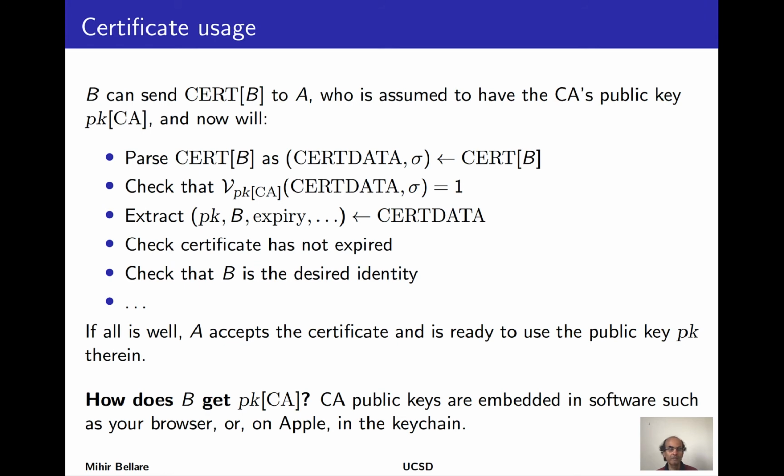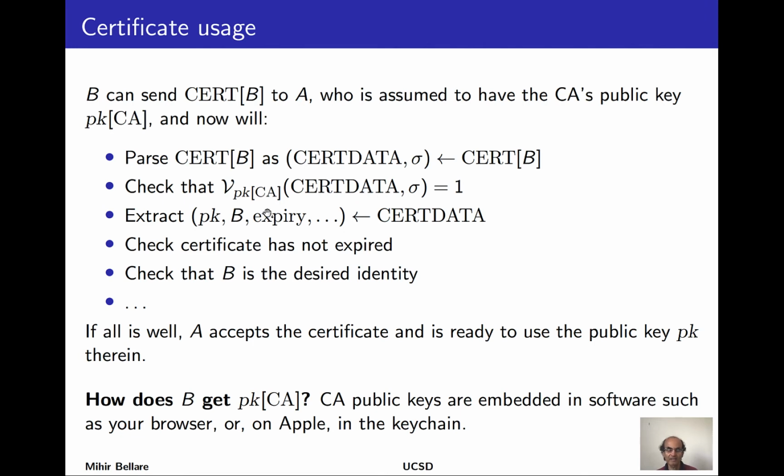So when B wants to disseminate it, say to A, it's going to send that cert to A, and A is then going to perform various checks and after that extract from it the public key of B. So first off, it parses the certificate into the data and the signature, and then it verifies the signature. It does this using the public key of the certificate authority and the prescribed verification algorithm of whatever digital signature scheme is being used for this process.